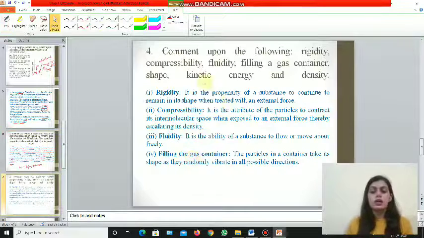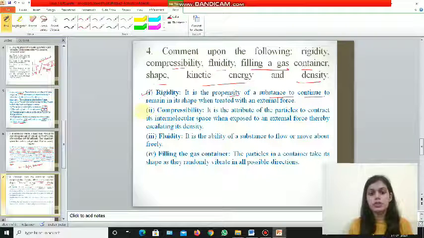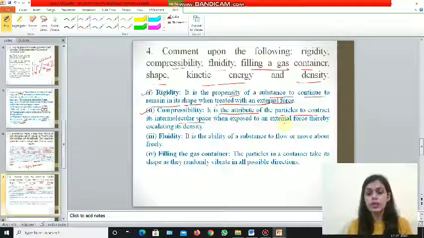Next question: comment upon the following: rigidity, compressibility, fluidity, filling a gas container, shape, kinetic energy and density. That means we simply write the definition of all these terms. First is rigidity. It is the propensity of a substance to remain in its shape when treated with an external force. Second is compressibility. It is the attribute of particles to contract their intermolecular spaces when exposed to an external force, thereby increasing its density.